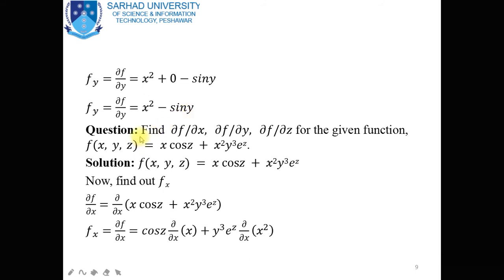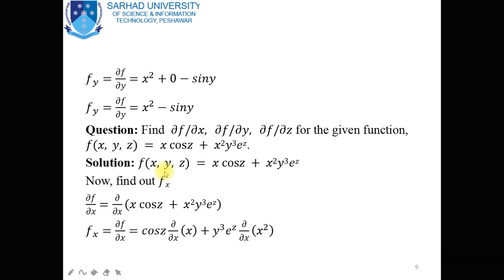Now here is a multivariable function of three variables x, y and z. To find the partial derivative of this function with respect to x, with respect to y and with respect to z. So first of all, this is the given function: f of x, y and z is equal to x cos z plus x square y cube e power z.